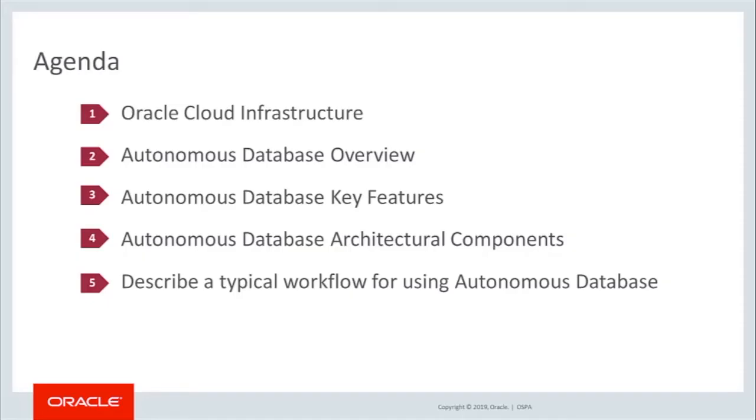Let's start with what you will learn and the course objectives we will cover in this video. We will start with a quick overview of the Oracle Cloud Infrastructure, followed by an overview of the Autonomous Database. We will go over key features of the Oracle Autonomous Database in the areas of self-driving, self-securing, and self-healing. We will learn how the Oracle Autonomous Database integrates and fits with the Oracle Cloud Infrastructure. And finally, we will put it all together with a typical workflow on deploying an autonomous database.